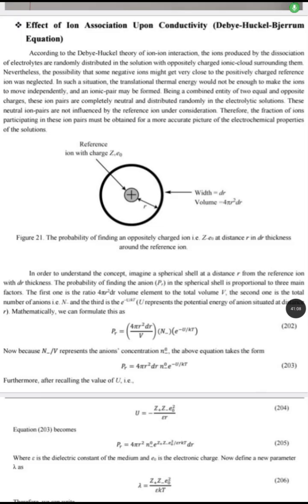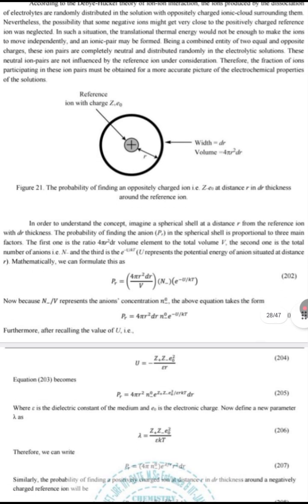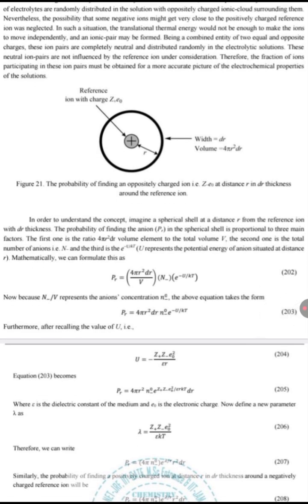Next topic is effect of ion association upon conductivity, Debye-Huckel-Bjerrum equation. According to Debye-Huckel theory of ion-ion interaction, the ions produced by the dissociation of electrolytes are randomly distributed in the solution with oppositely charged ionic clouds surrounding them. Nevertheless, the possibility that some negative ions might get very close to the positively charged reference ion was neglected.